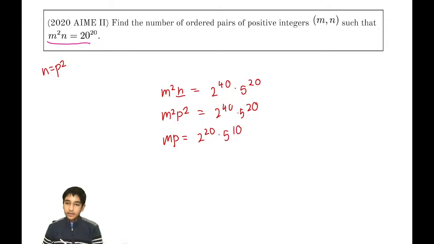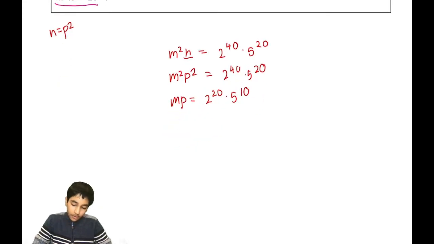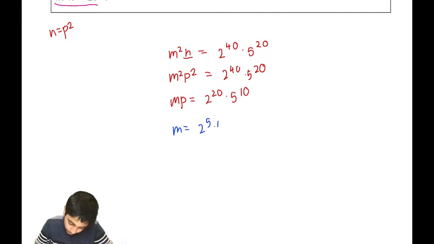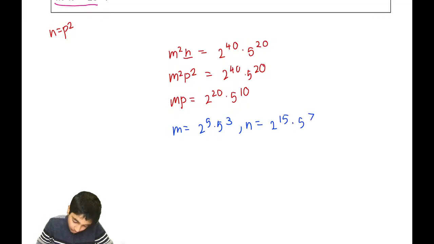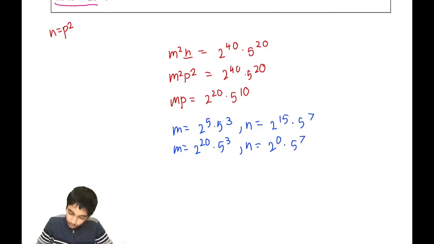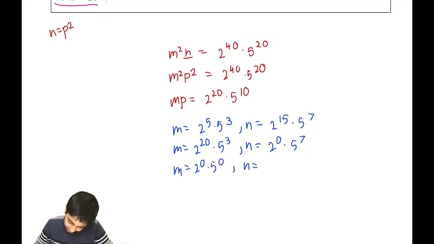So now what can we do? Well, now let's just take a few examples. If m is equal to, let's say, 2 to the 5 times 5 to the 3, then p will be equal to 2 to the 15 times 5 to the 7. If m is equal to 2 to the 20 times 5 to the 3, p will be equal to 2 to the 0 times 5 to the 7. Let's take one more example. If m is equal to 2 to the 0 times 5 to the 0, p can be equal to 2 to the 20 times 5 to the 10.